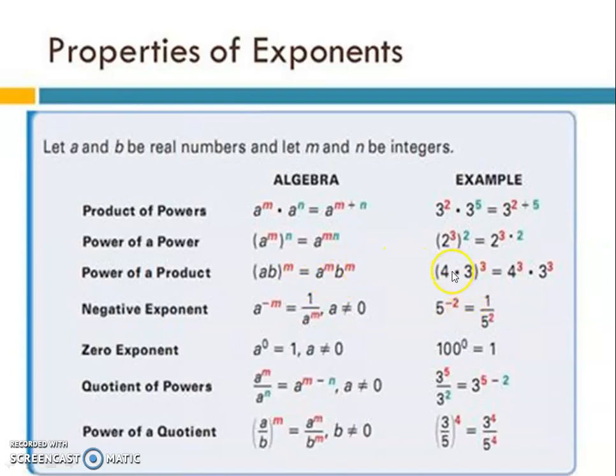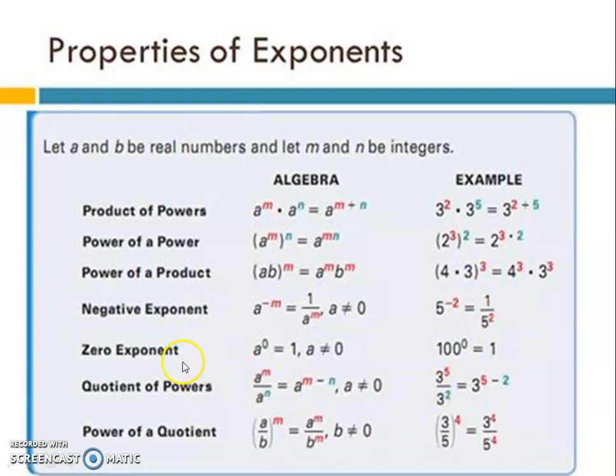That means 4 and 3 are different numbers, but the power is the same. Then I can distribute, since both numbers have the same index: 4 raised to 3 into 3 raised to 3. Negative exponent: a raised to minus m is equal to 1 upon a raised to m, a not equal to 0. So I put a equal to 5 and m equal to 2. So 5 raised to minus 2 is always 1 upon 5 squared. You should write 1 upon 25 because 5 squared is 25.